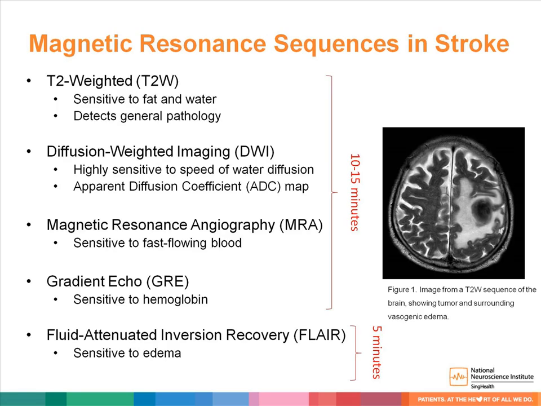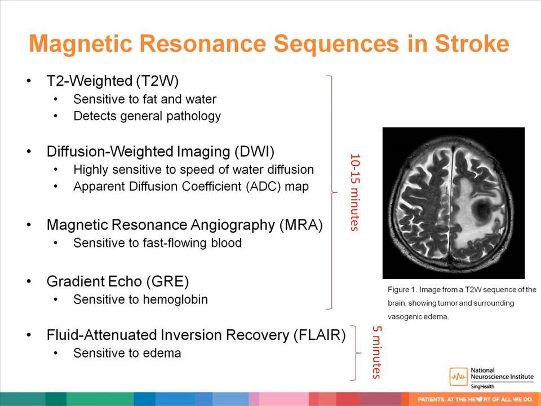The 5 sequences currently used in MR stroke imaging are T2-weighted, diffusion-weighted imaging, magnetic resonance angiography, gradient echo, and fluid-attenuated inversion recovery. Each sequence is sensitive to different changes in the chemical environment of the brain and complement one another. The T2-weighted sequence is sensitive to the presence of water and fat in tissues. While it does not directly detect strokes, it is useful for detecting general pathologies, some of which mimic stroke symptoms.